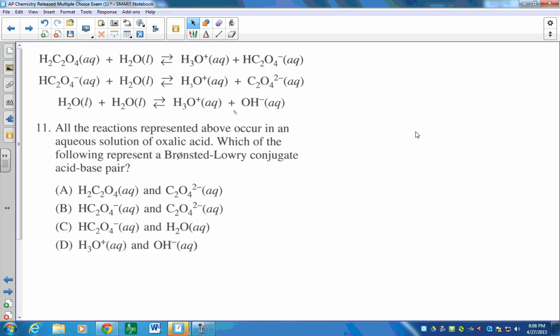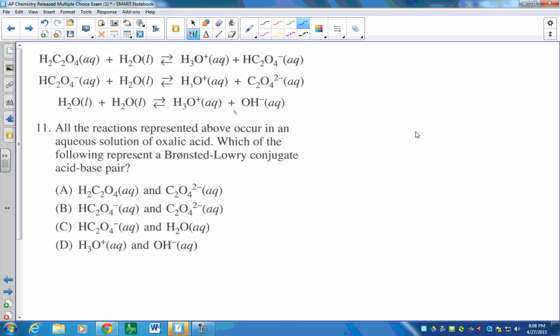Okay, guys, all the reactions represented above occur in an aqueous solution of oxalic acid. Which of the following pairs represents a Bronsted-Lowry conjugate acid-base pair? This is very basic acid-base theory. I'm pretty sure that one of the 60 questions on every test is there.